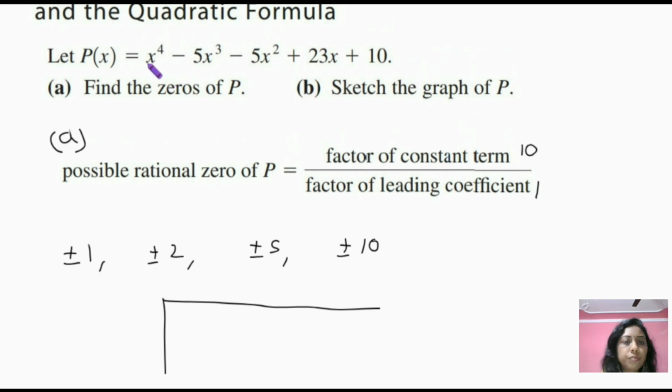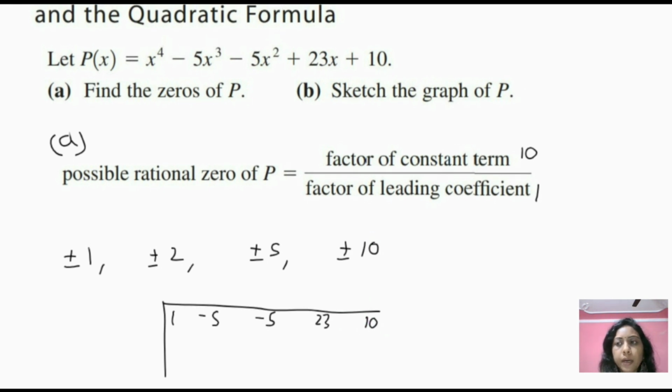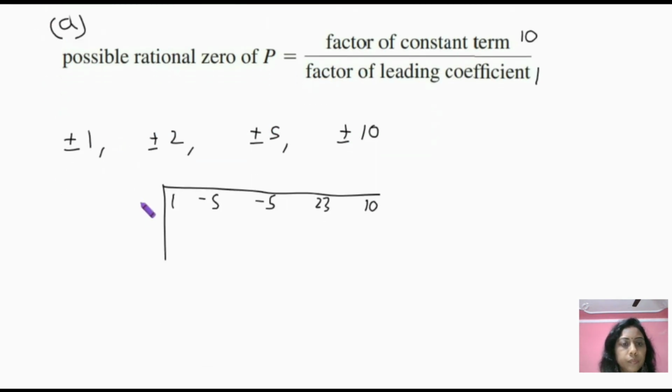In synthetic division, we write the coefficients of the dividend. So the x to the power 4 coefficient is 1. The x to the power 3 coefficient is minus 5. The x square coefficient is minus 5, then 23 and 10. Okay. Now we can divide by 1.